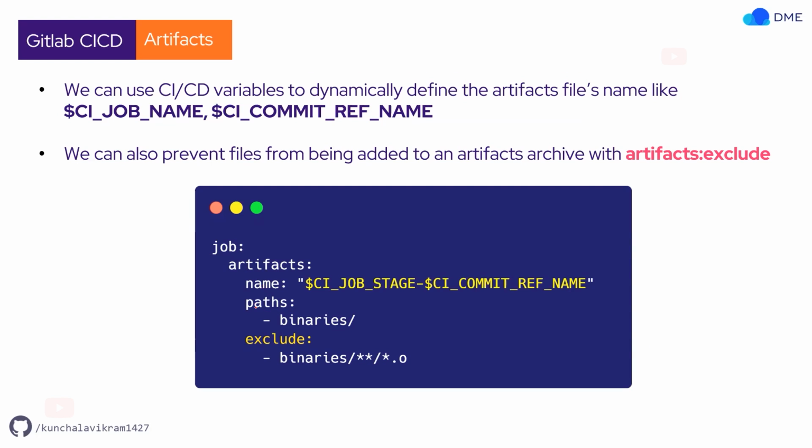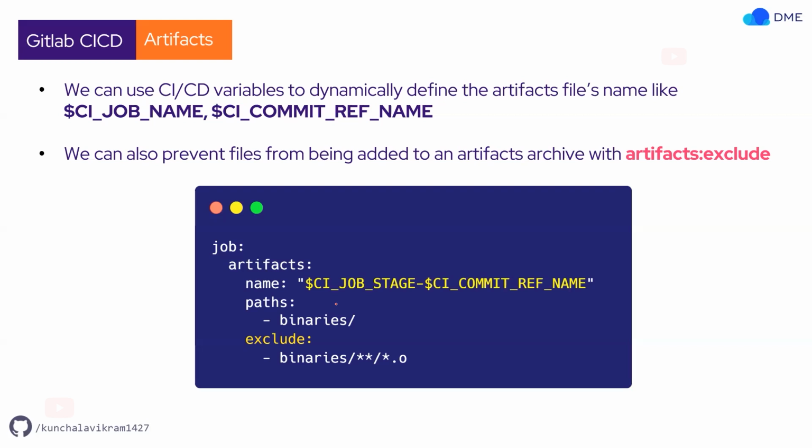Here for each artifact, if I want, I can simply define a static name, like my artifact, something like this. But here I don't want the name to be static, I want it to be dynamic. That's the reason I used CI job stage. What is this stage? It is the stage that this job belongs to. Let's say I am setting it to test, then it becomes test hyphen commit ref name, let's say the dev branch. So this is a unique name that is generated.